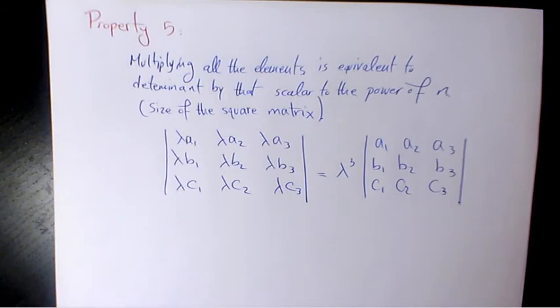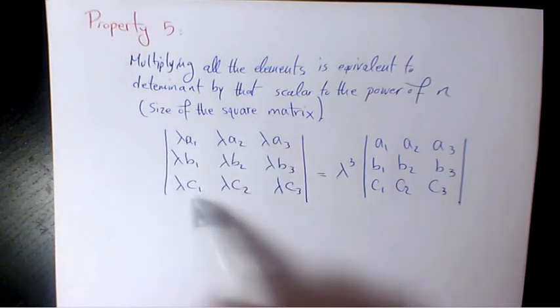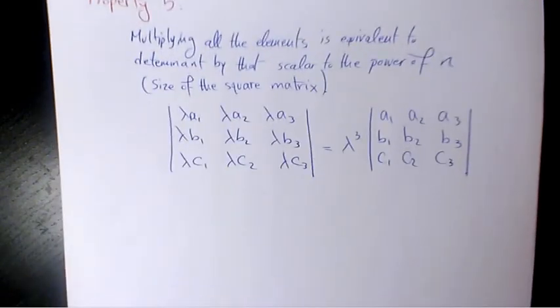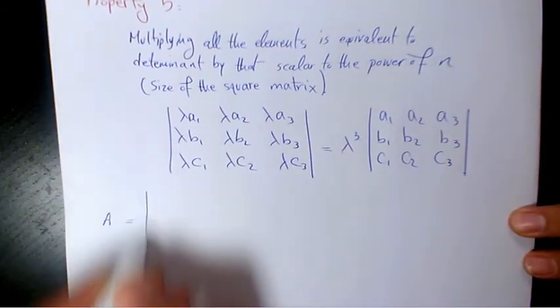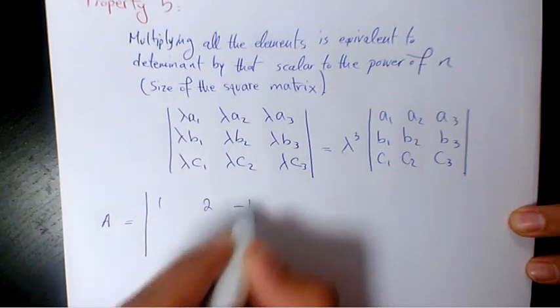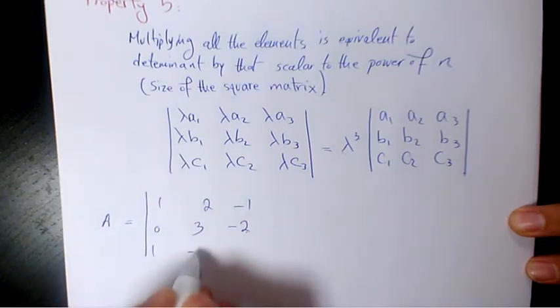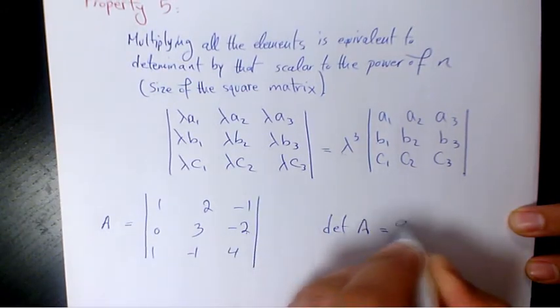Now, next property is multiplying all the elements this time, not just one row or one column, all elements by lambda. The determinant is going to be lambda to the power of the size of the matrix. In this case, it's 3 by 3, so lambda to the power of 3 times the determinant of the original one. So referring back to A again, 1, 2, negative 1, 0, 3, negative 2, 1, negative 1, 4. And we said determinant of A is 9.